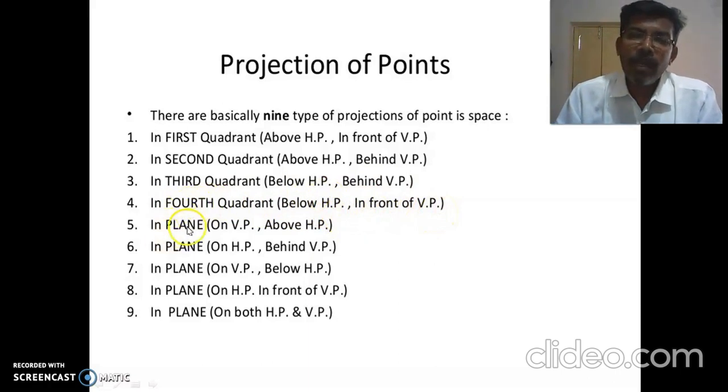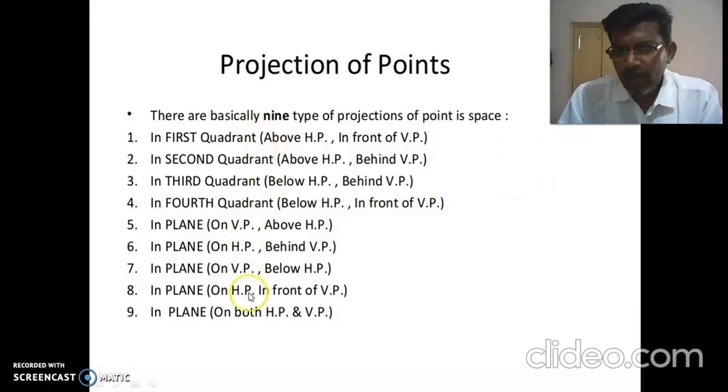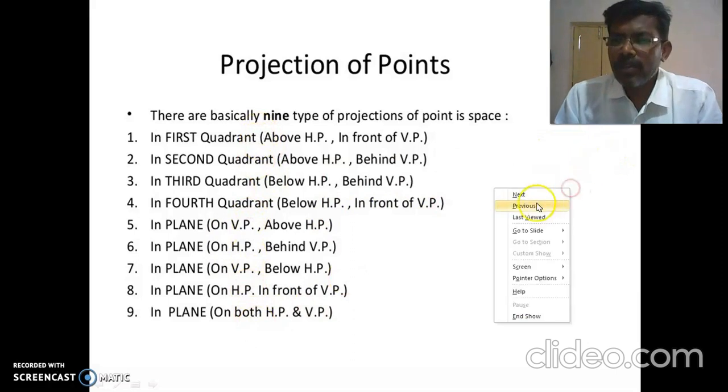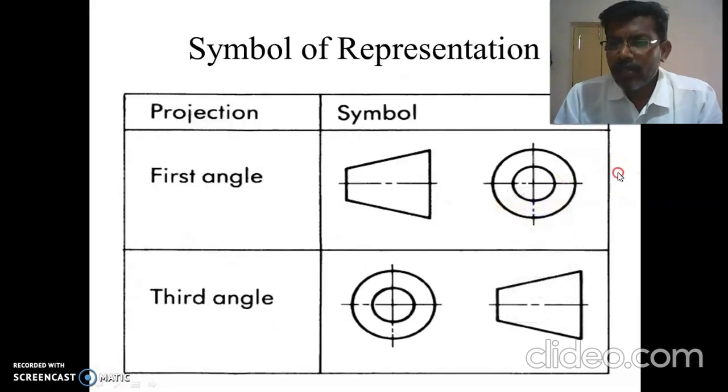And the object may be in a plane: on the VP above the HP, on the HP behind the VP, on the VP below the HP, on the HP in front of the VP, or on both the VP and the HP, that is the horizontal plane and the vertical plane. How these conditions are given is easily understood. I will explain these 9 conditions in the previous slides, so I will go back once again.